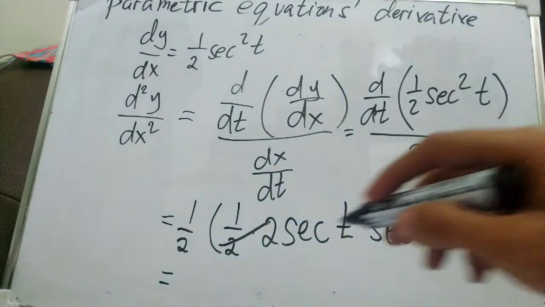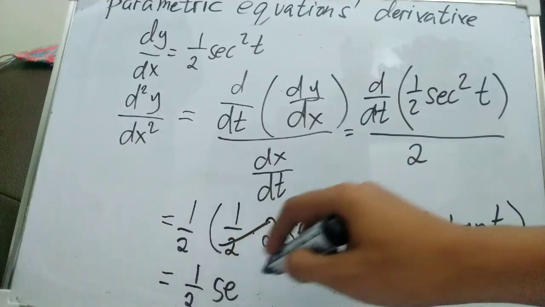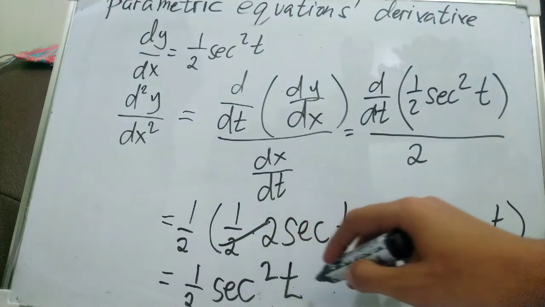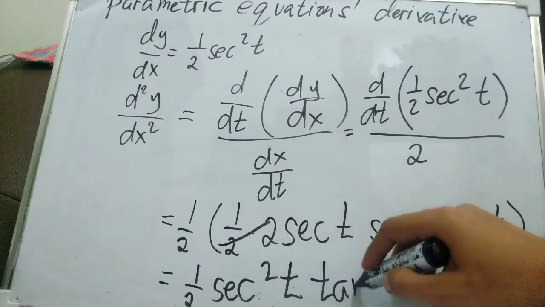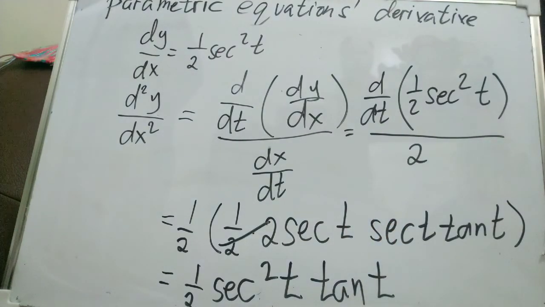We have 1/2, secant times secant is secant squared t, tangent t. So that's the final answer.